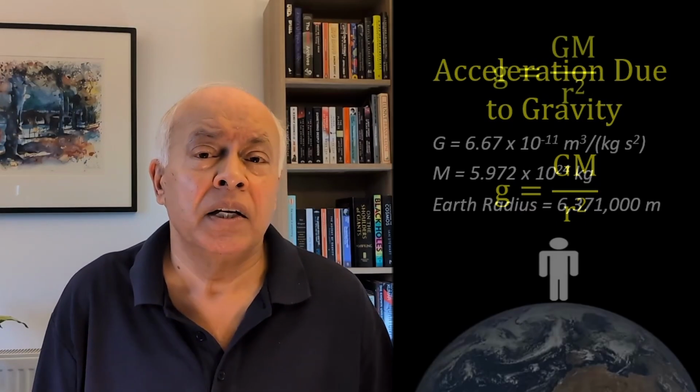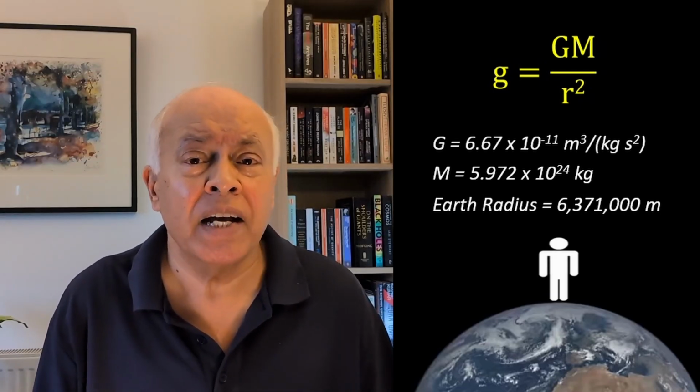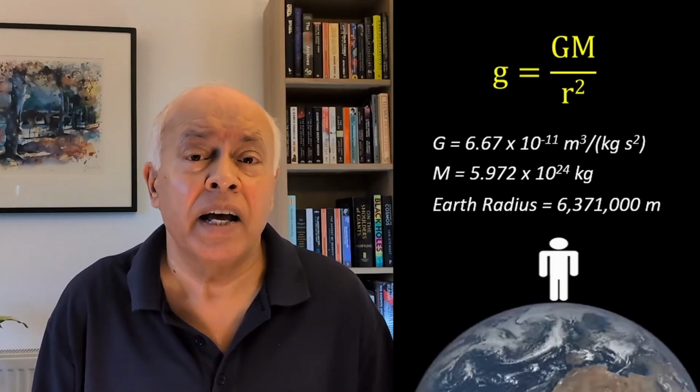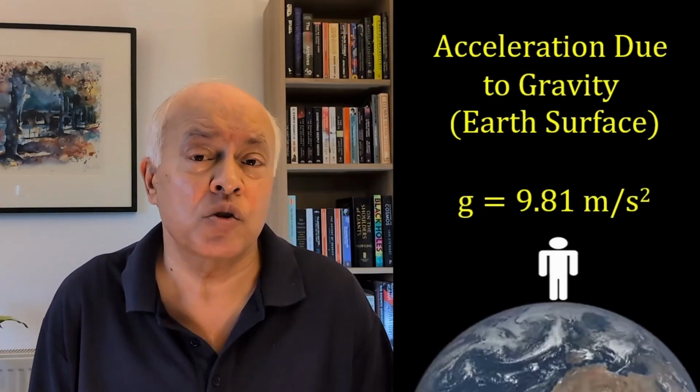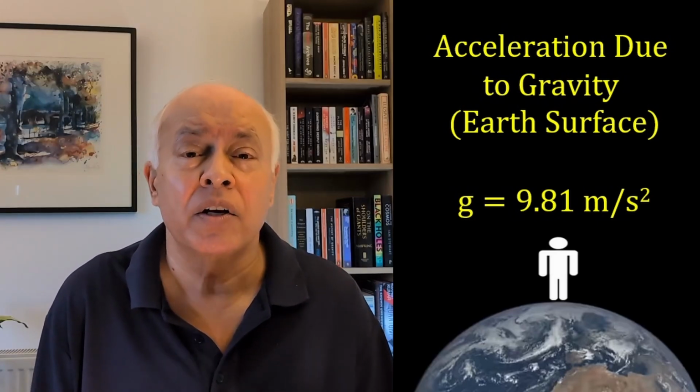If we use known values for G, the mass of the Earth, and the radius of the Earth, then we can calculate g. And we get the answer that g equals 9.81 meters per second squared. This is the gravitational acceleration at the Earth's surface.